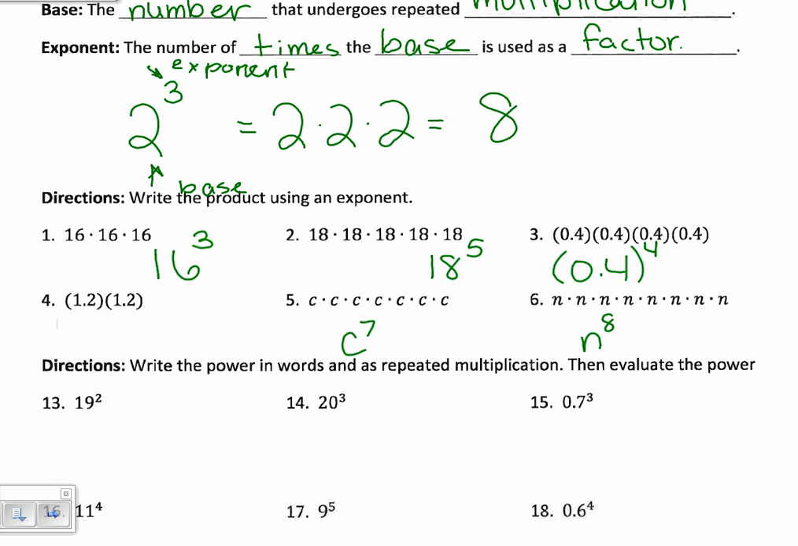At this time, you're going to do section 1.2, checkpoint 1.